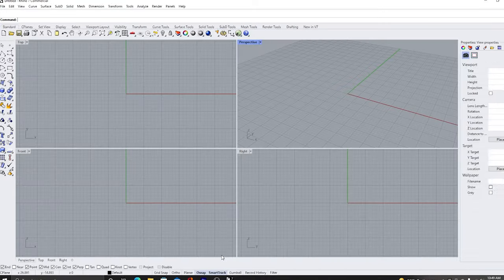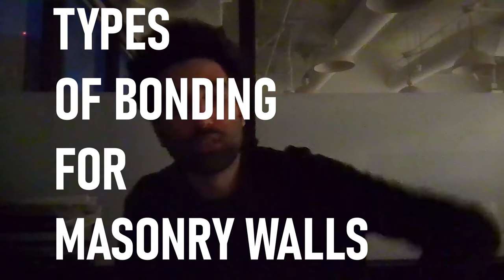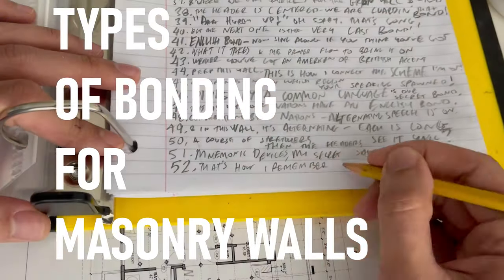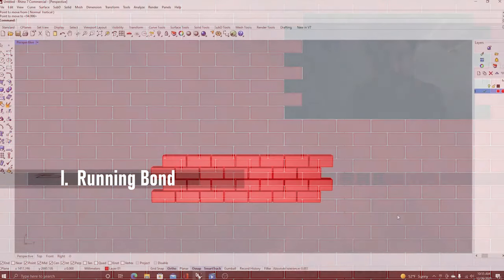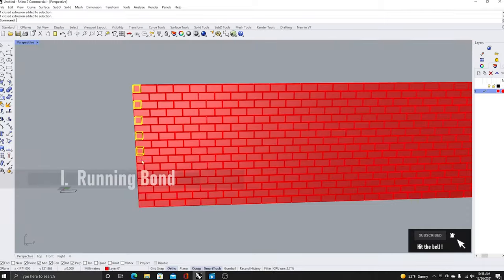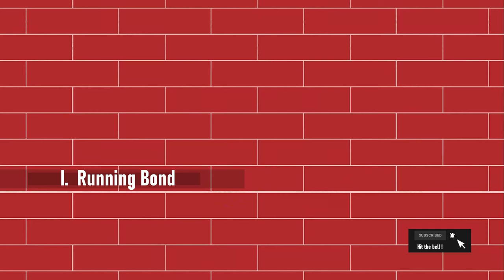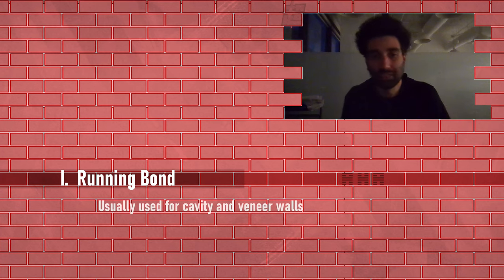I try to gracefully draw on the knowledge my agency's got for the different types of bonding for masonry walls. I've got the running bond, like a run-on sentence, since the pattern's running on horizontally. The wall is looking long due to lack of variation. Now, is something wrong? It's probably not structural. It's usually used as a veneer wall.